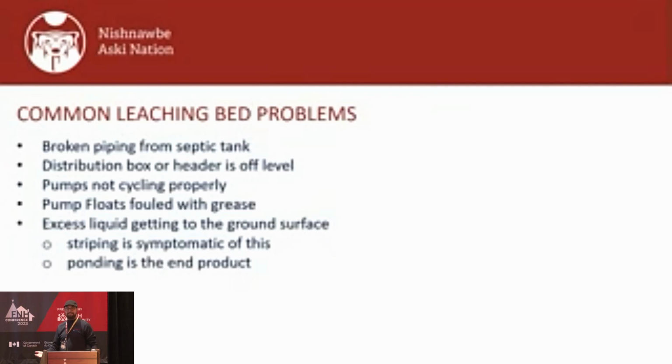If that tank isn't level, right? It's these little attention to detail things, like anything, that'll help your system function. The distribution box or the header is off level. You can imagine if you have a header pipe that's meant to be level, and it's got 6 runs coming off of it, and it's all tilted to one side, only one run is going to take all of that load from that house.